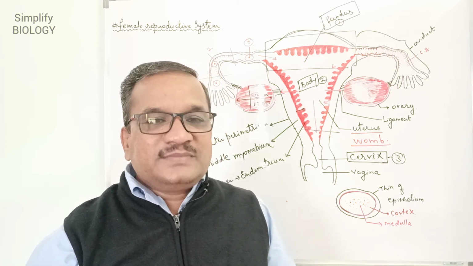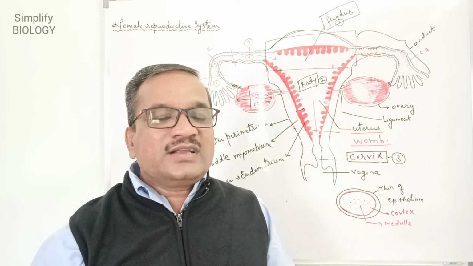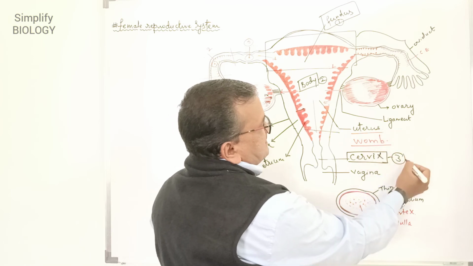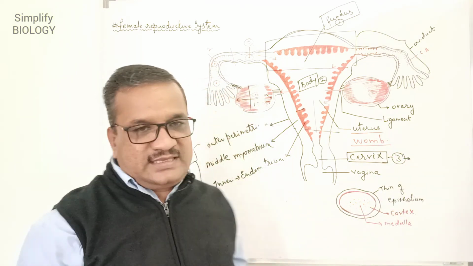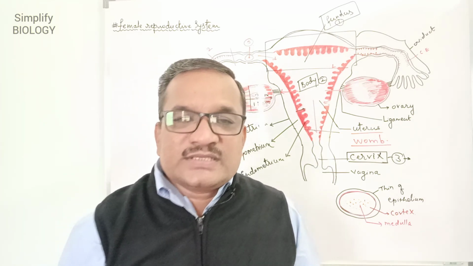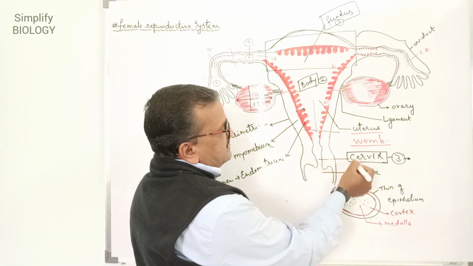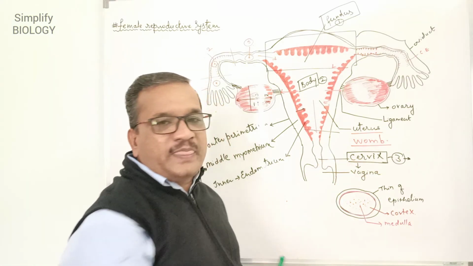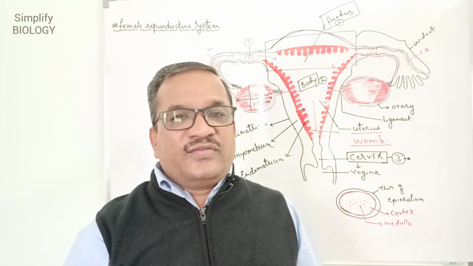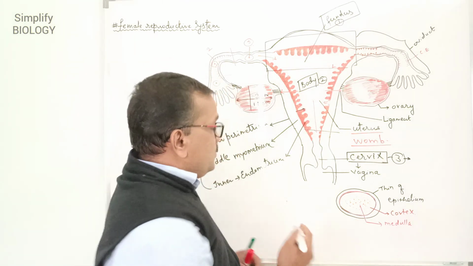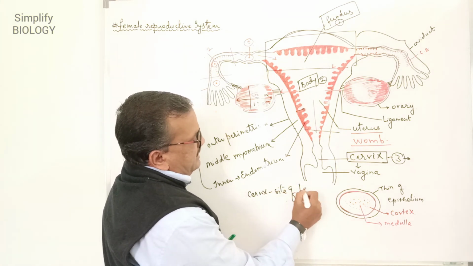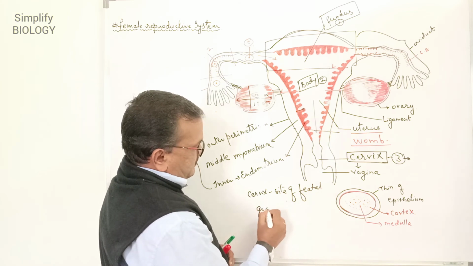The third part is called the cervix. The cervix is the lower, narrow part, which opens into the vagina. What is the main function of the cervix? It is a site of fetal growth.